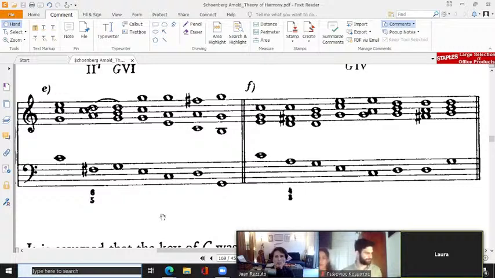Okay, Laura, tell me any similarities or differences between the examples that we have already seen and this one. Well, they all start in C, so that's a similarity, and they all move towards G because of the F sharps. Yes.